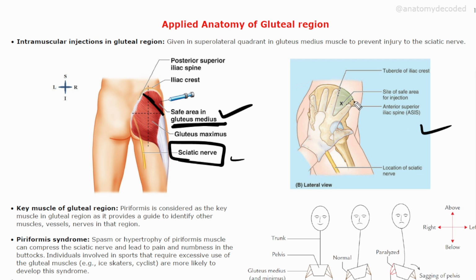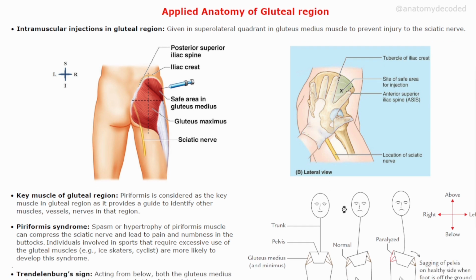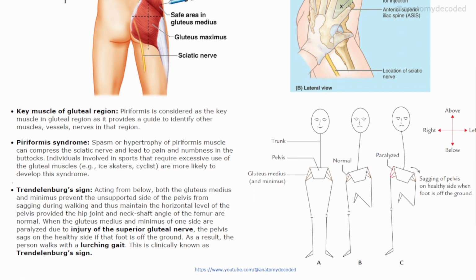Okay, and this is the way you can identify that spot and give the injection. Okay, index finger you can keep on the anterior superior iliac spine, and middle finger you can keep on the elevation, that is the tubercle of the iliac crest, and between these 2 points is the safe site for the injection. Okay, so this was about the intramuscular injections in the gluteal region.